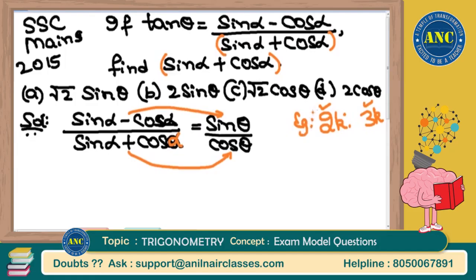Same logic I will implement. That means, can I say that my denominator sin alpha plus cos alpha, which is actually my question, is nothing but k cos theta. Numerator also I can write as k sin theta, right? That means think logically, sir. Answer should be a multiple of cos theta. First option and second option I can directly eliminate, right? Because answers are in terms of sin theta in the first two options.